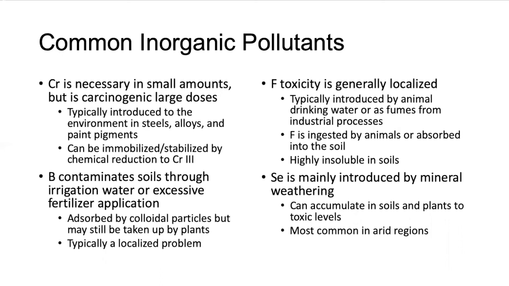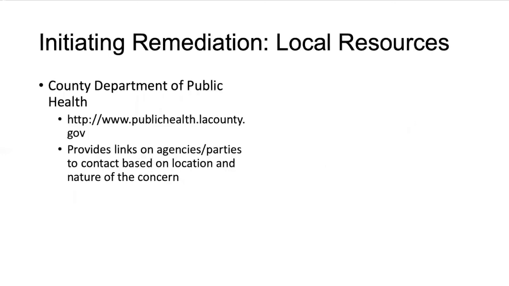So fluorine toxicity is generally localized as well, and it's introduced by animal drinking water or as fumes from industrial processes. Fluorine is ingested by animals or absorbed into the soil, and it's highly insoluble within the soils. So selenium is mainly introduced by mineral weathering, and it can accumulate in soils and plants to toxic levels, and really it's most commonly a problem for more arid regions.